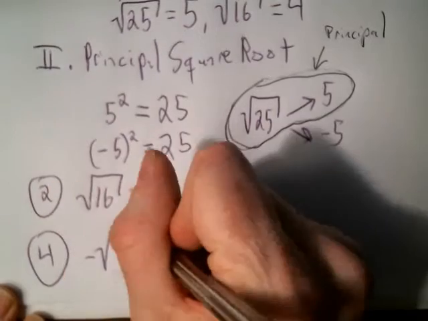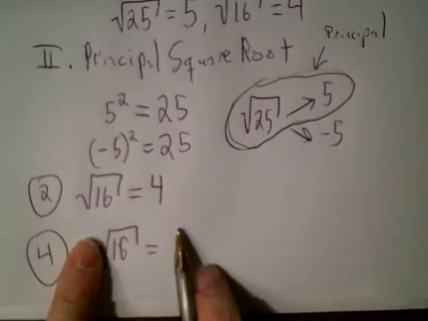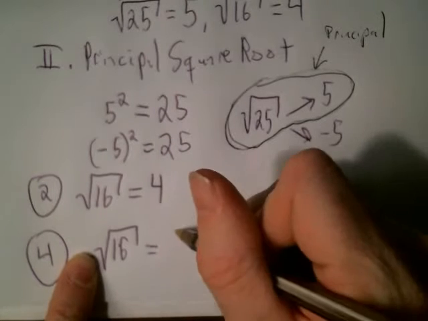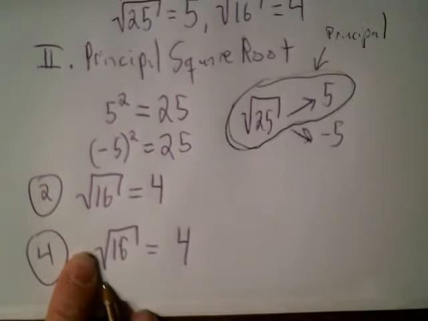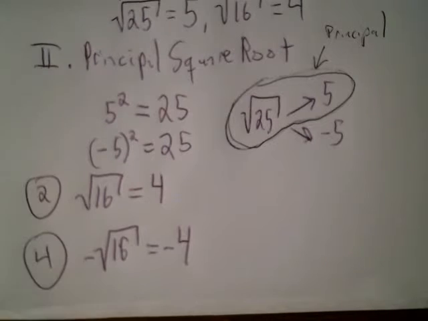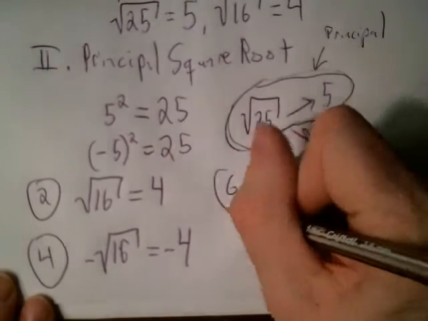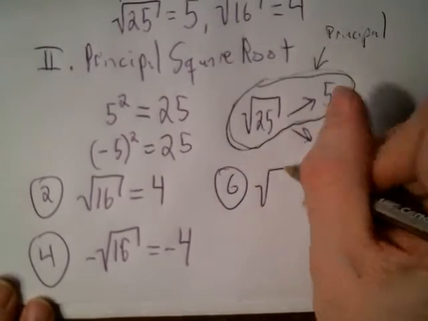Well, if you put a negative in front of the principal square root, then obviously, if you covered up the square root, or if you covered up the negative, it'd just be 4, right? But because of the negative there, the negative carries over. Okay, there it is. Great, right? All right.